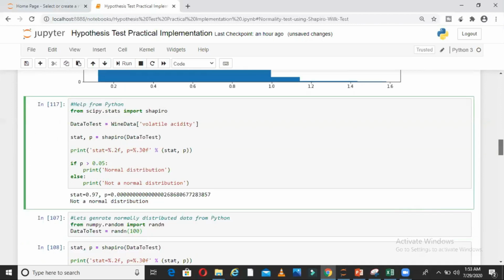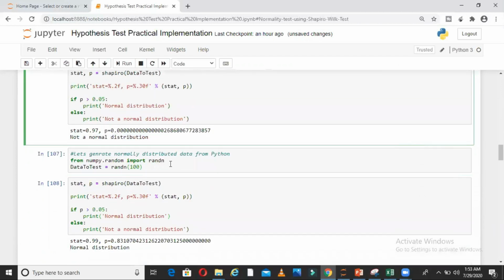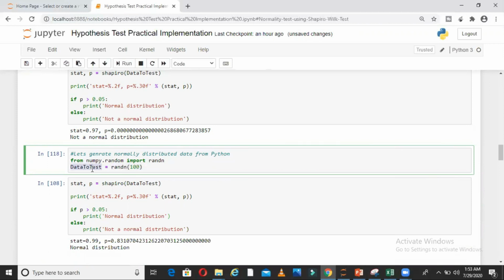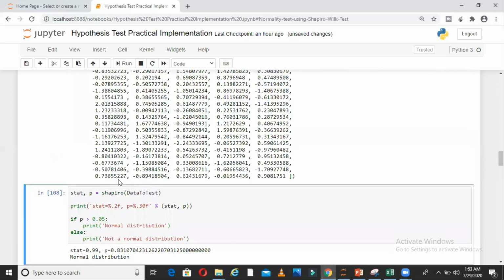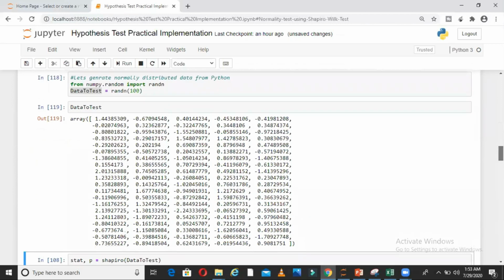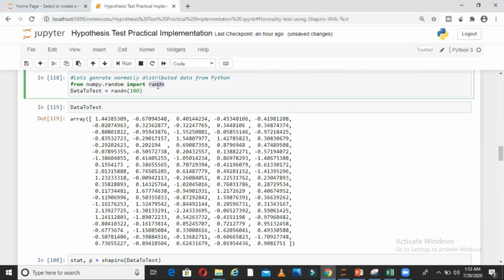Okay, let us move on to the next test. Before that, I have also generated some random numbers. You must be aware that you can generate normally distributed numbers in Python. So I am importing rand n from numpy.random, and data to test is now 100 randomly normally distributed numbers. So my data to test has changed now, if you see here. This is the data set Python is giving me. Now this data set should be normally distributed because it is coming from the rand n function.